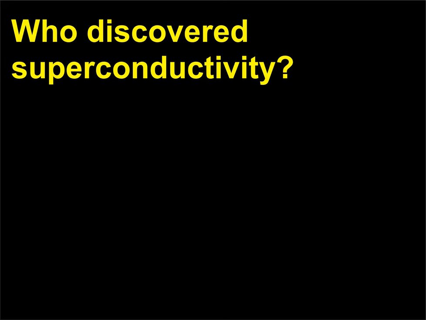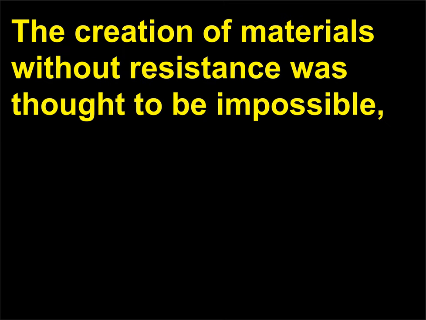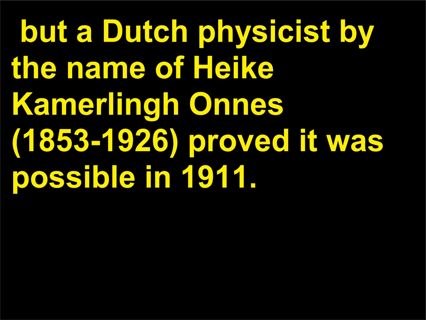Who discovered superconductivity? The creation of materials without resistance was thought to be impossible. But a Dutch physicist by the name of Heike Kamerlingh Onnes, 1853-1926, proved it was possible in 1911.